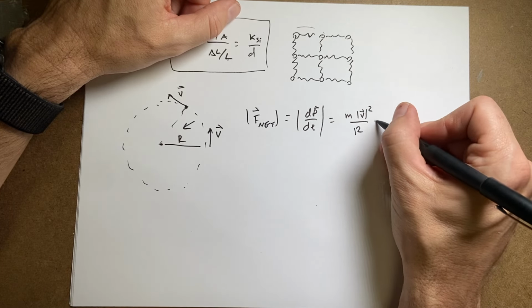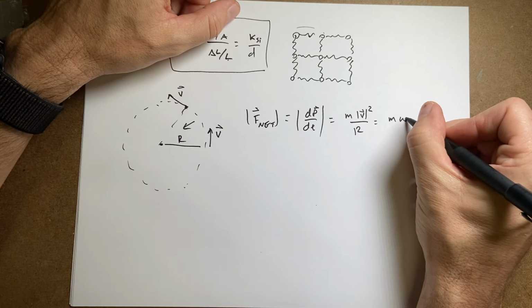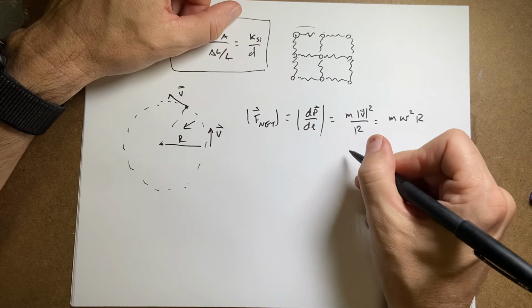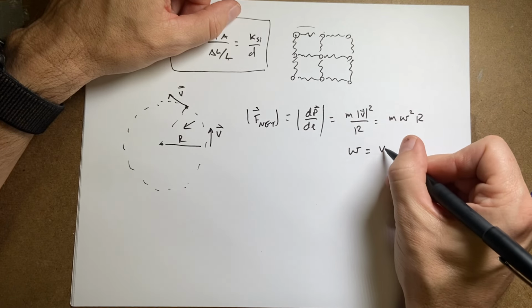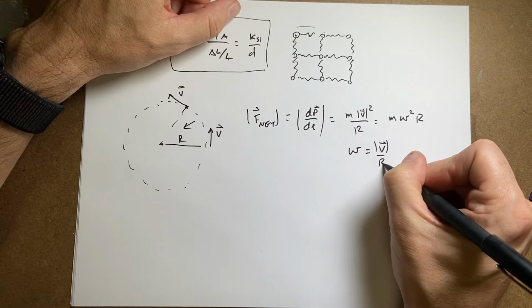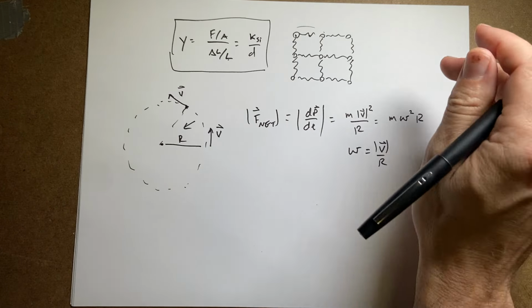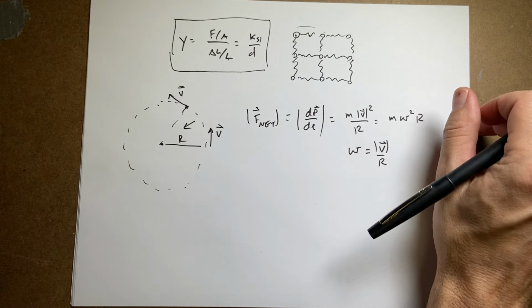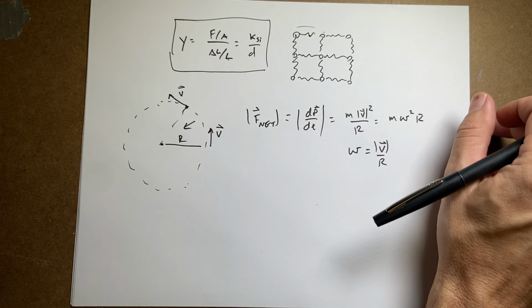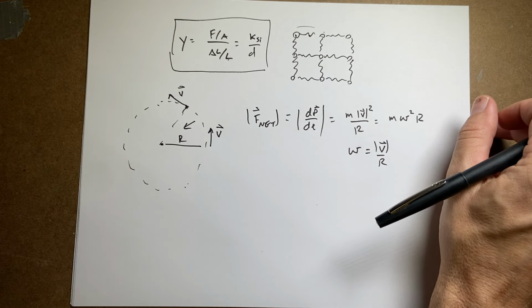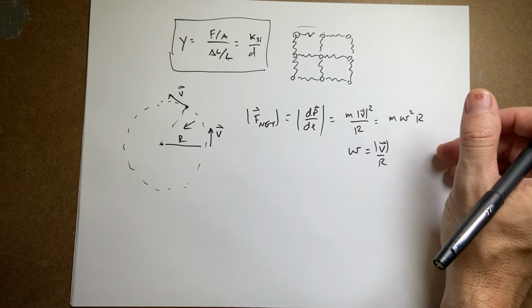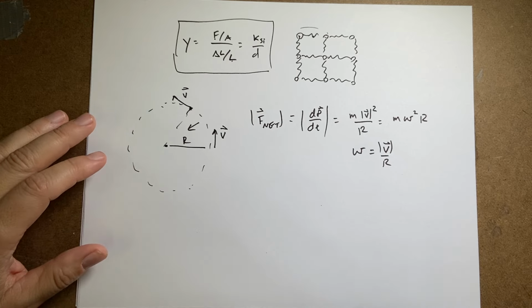Okay, so if an object's moving in a circle, then that's true. We can also write this as m omega squared r, where omega is the angular velocity, v over r. There's some other stuff in there, but I'm trying to go with the basics, the most important things.